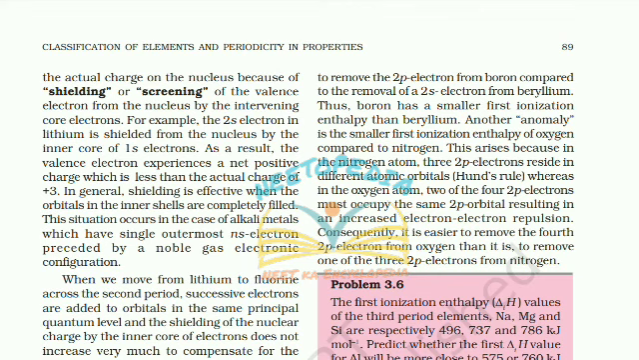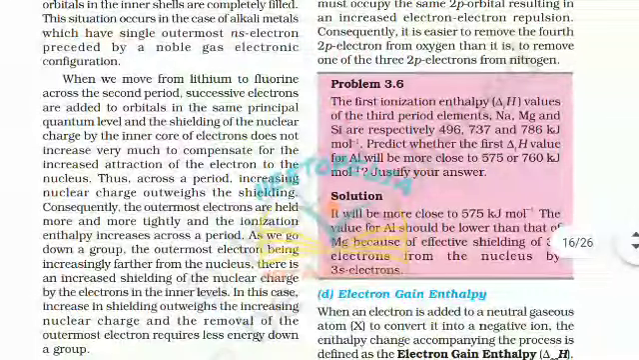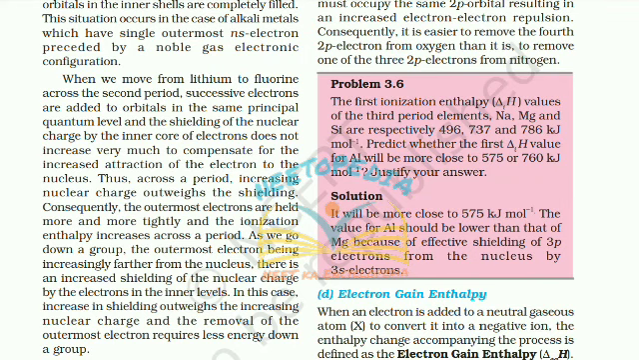In general, shielding is effective when the orbitals in the inner shells are completely filled. The situation occurs in the case of alkali metals, which have a single outermost ns electron preceded by a noble gas electronic configuration. When we move from lithium to fluorine across a period, successive electrons are added to orbitals in the same principal level, and the shielding of the nuclear charge by inner core electrons does not increase very much to compensate for the increased attraction of the electron to the nucleus.